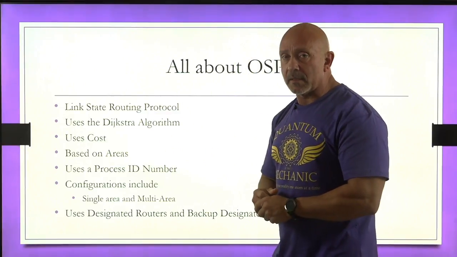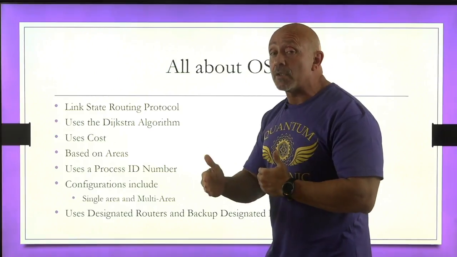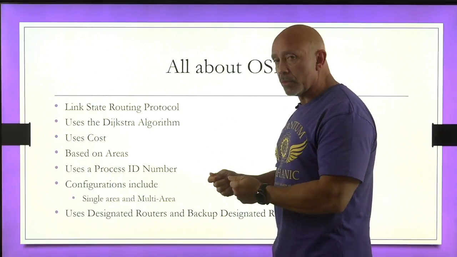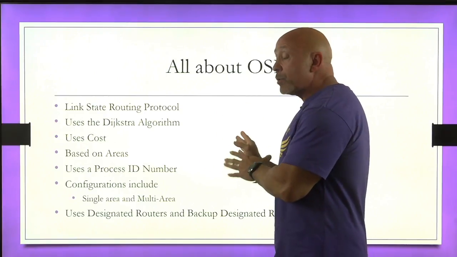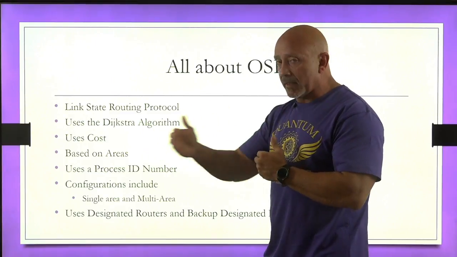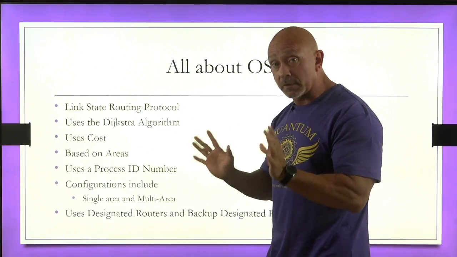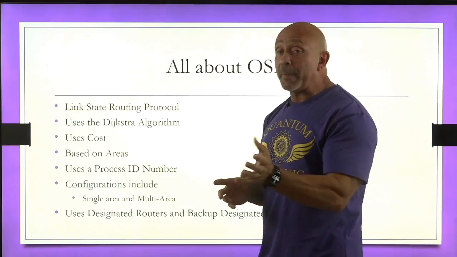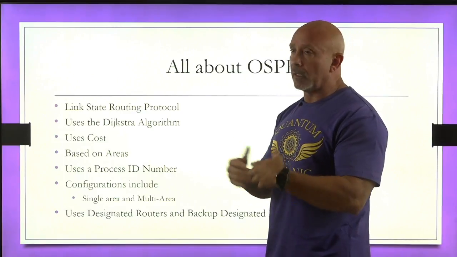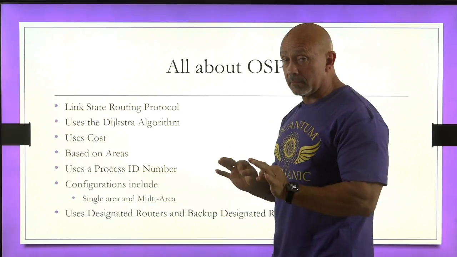Everybody has its adjacencies together. Everybody knows about everybody. Now it keeps neighbor relationships using hellos. Those hellos in OSPF have to be the same with the adjacent router, with the neighbor router, the router that's connected to it. With EIGRP, that wasn't the case. The hellos could be different, but not here with OSPF. OSPF is very finicky, very finicky.